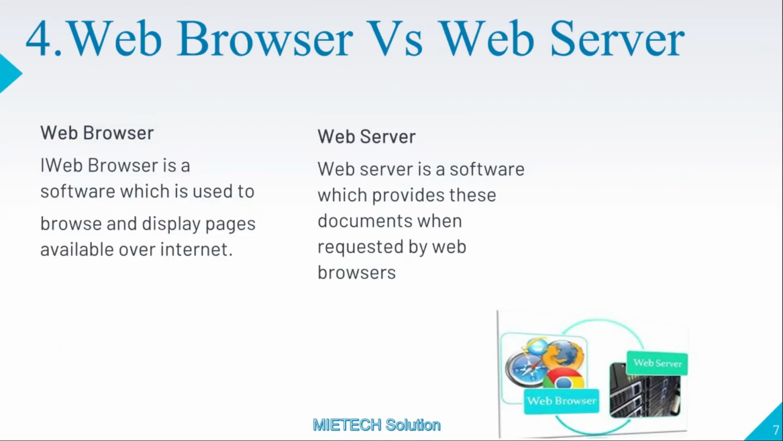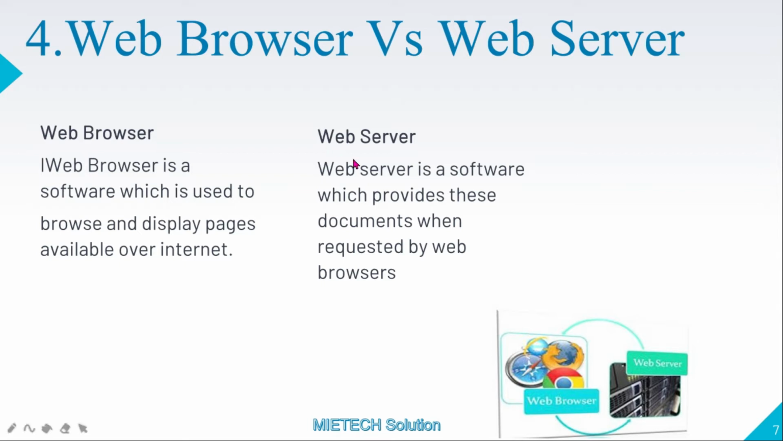And therefore we have seen that the web browser can help us to access the web application. But what is the web browser and what is the web server? The web browser is software which is used to browse and display pages available over the internet. If you can see the examples here, this is Google Chrome, this is Firefox, and this is Microsoft Internet Explorer. It means the web browser allows the user to access information or data over the internet.